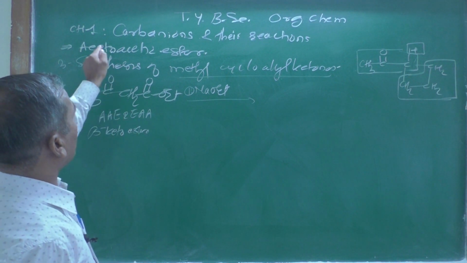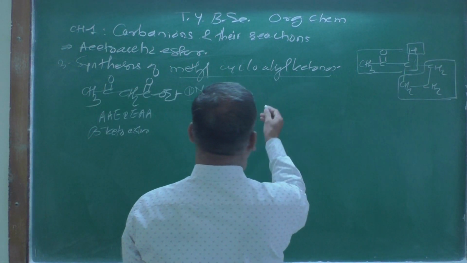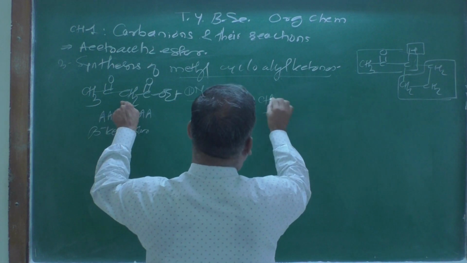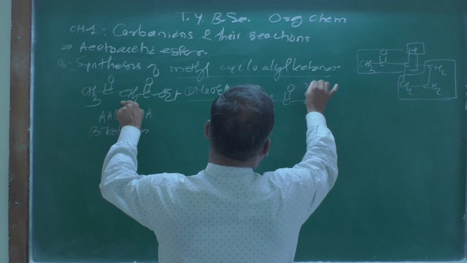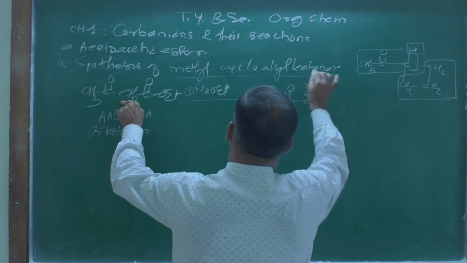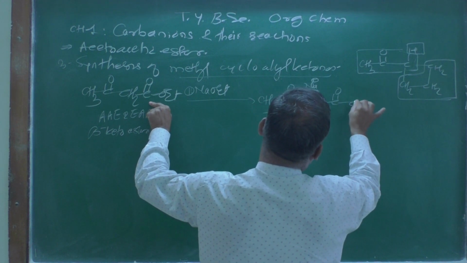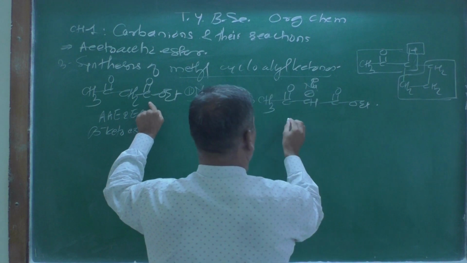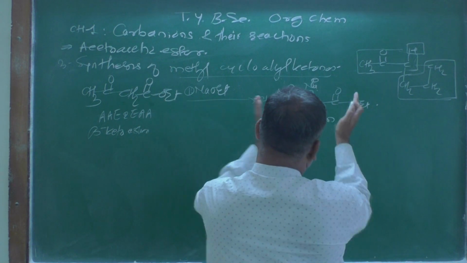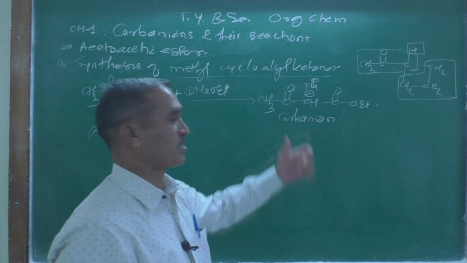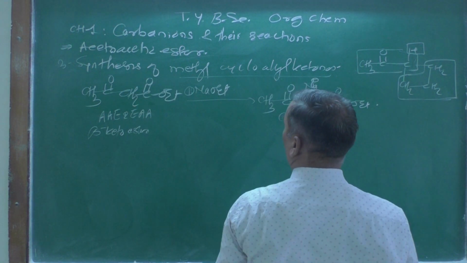The name of that chapter is carbanion and their reactions, and therefore the first step should be the formation of carbanion. CH3, then C double bond O, here CH, one of the protons gets abstracted by this, and sodium is always positive in nature, C double bond O, OEt. So this is a carbanion, and that carbanion is well stabilized due to resonance, because it is present in between the two strong electron withdrawing groups.